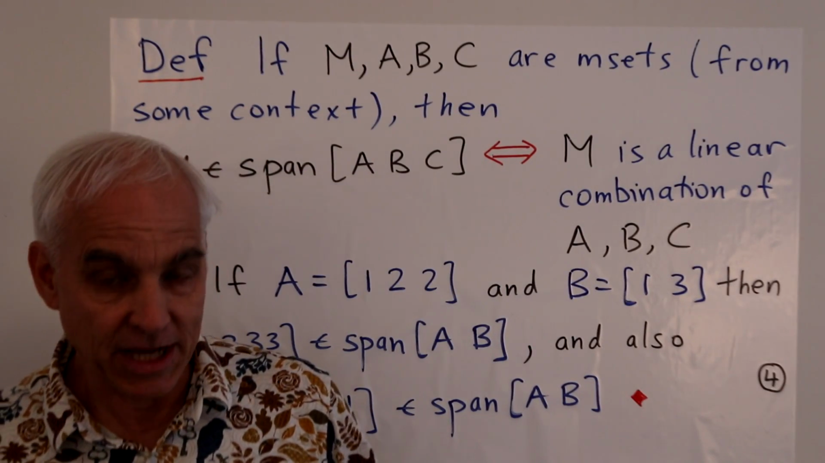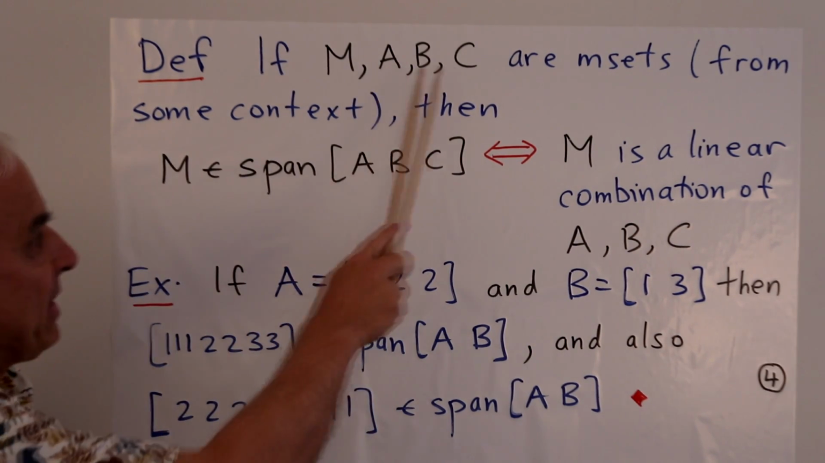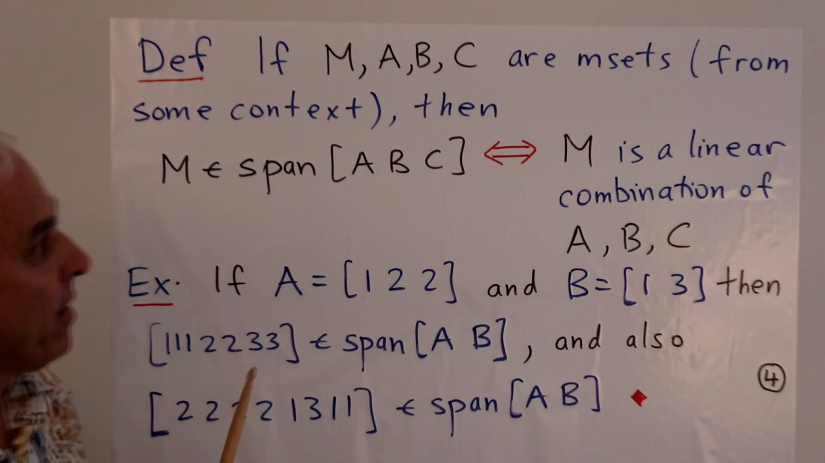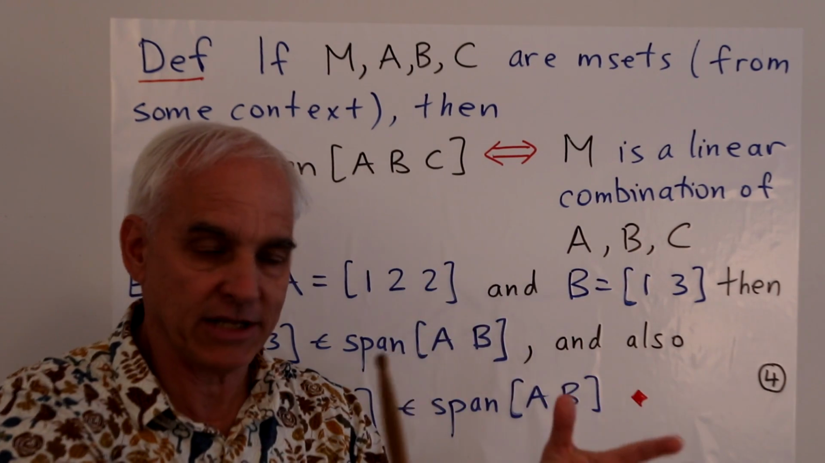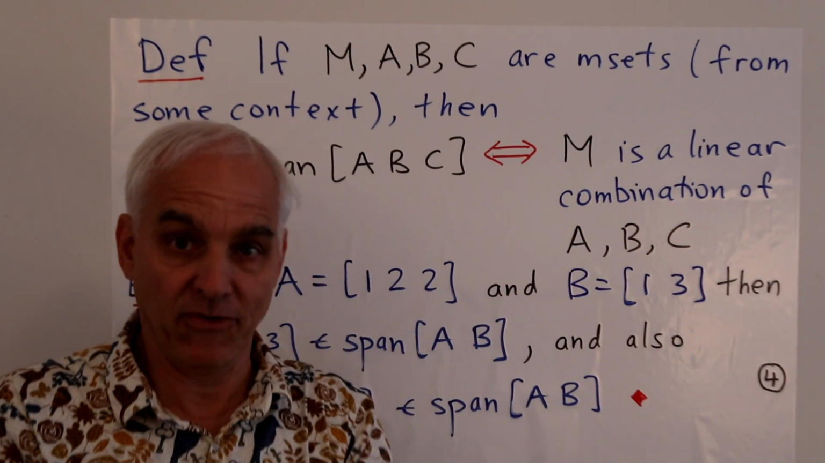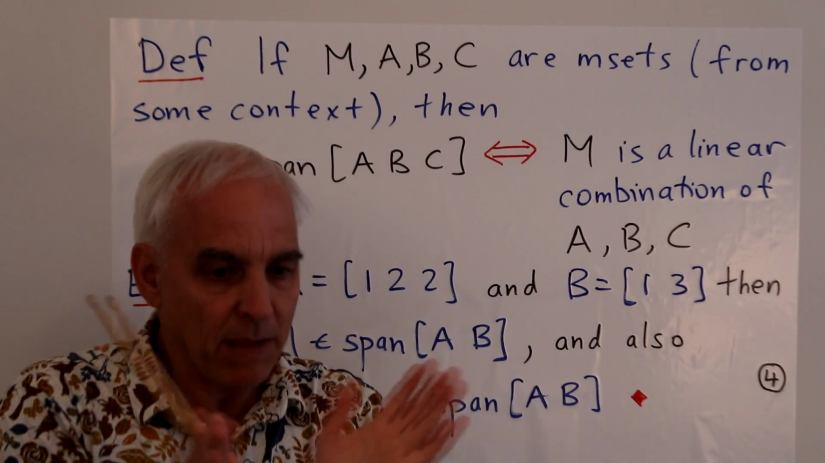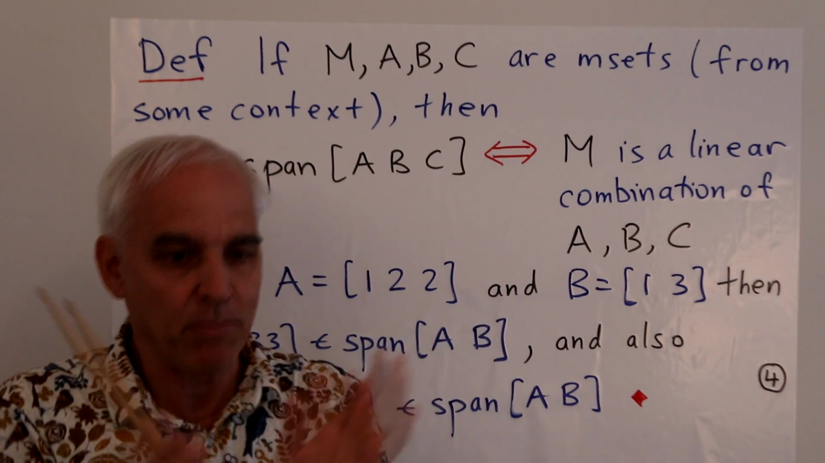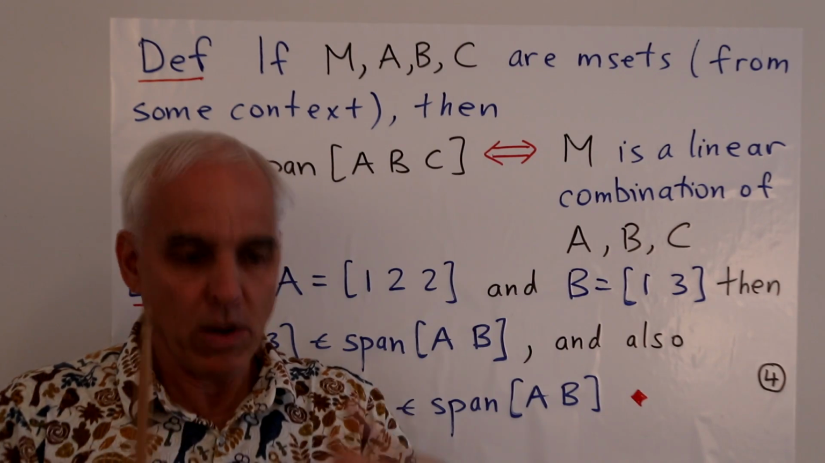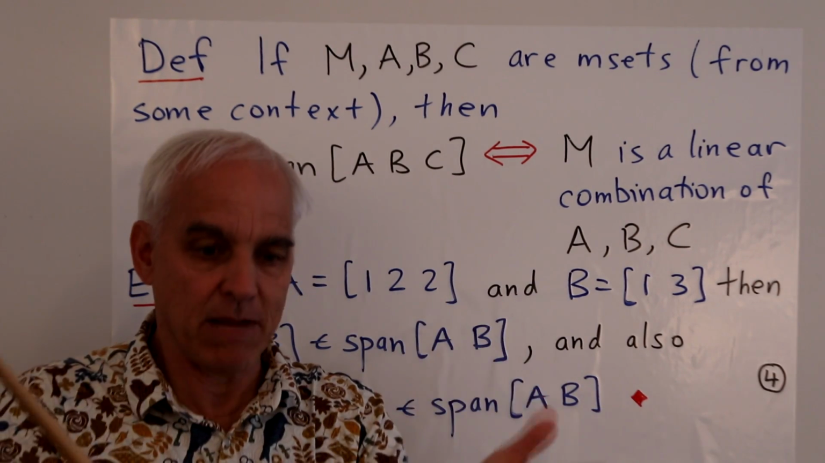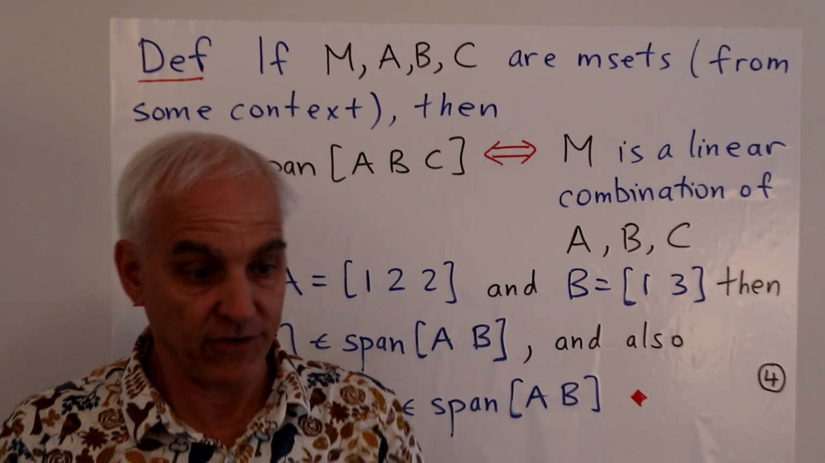Okay, so now let's introduce the idea of the span of some multisets. If A, B, and C are multisets, and so is M, and these are from some context. We're assuming that we have some given context in which we've generated some meaningful msets. We don't have a general definition of what an mset is. We build up the notion of msets step by step, little by little, and we create more and more complicated msets. So what we're proposing here is that we have some prior arena in which we have well-defined objects which are msets of stuff.